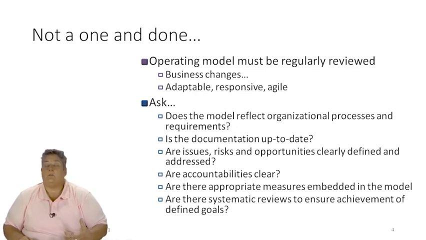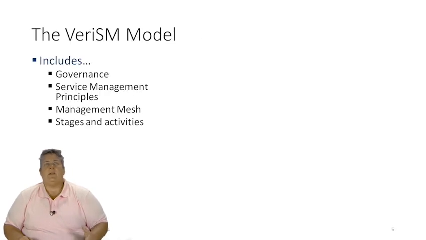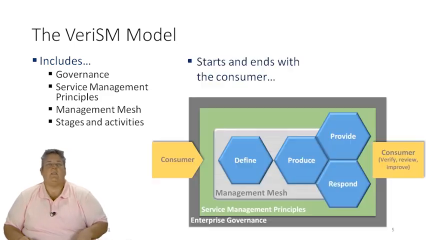Now, the VeriSM model includes 4 different parts. So we have a governance component, the service management principles, the management mesh, which is the key element, and then the stages and the activities.